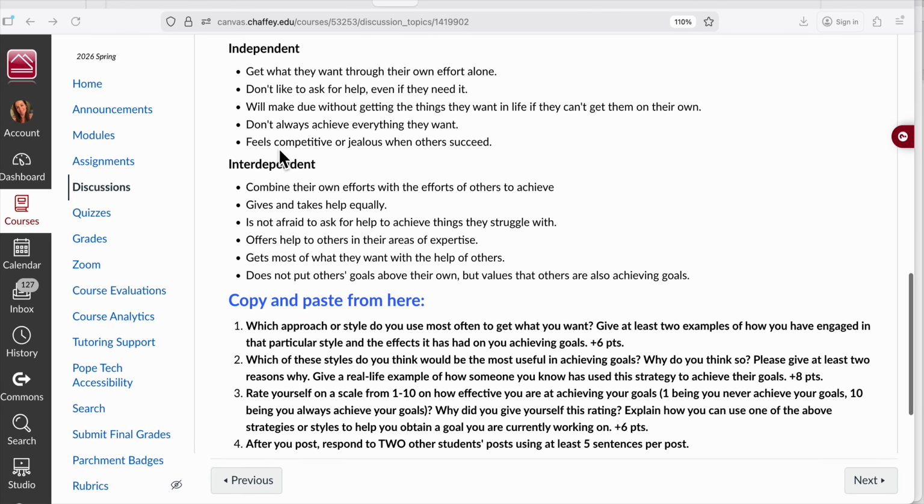So independent people tend to want to do everything on their own. And I feel like in the United States, this is what people strive to be.